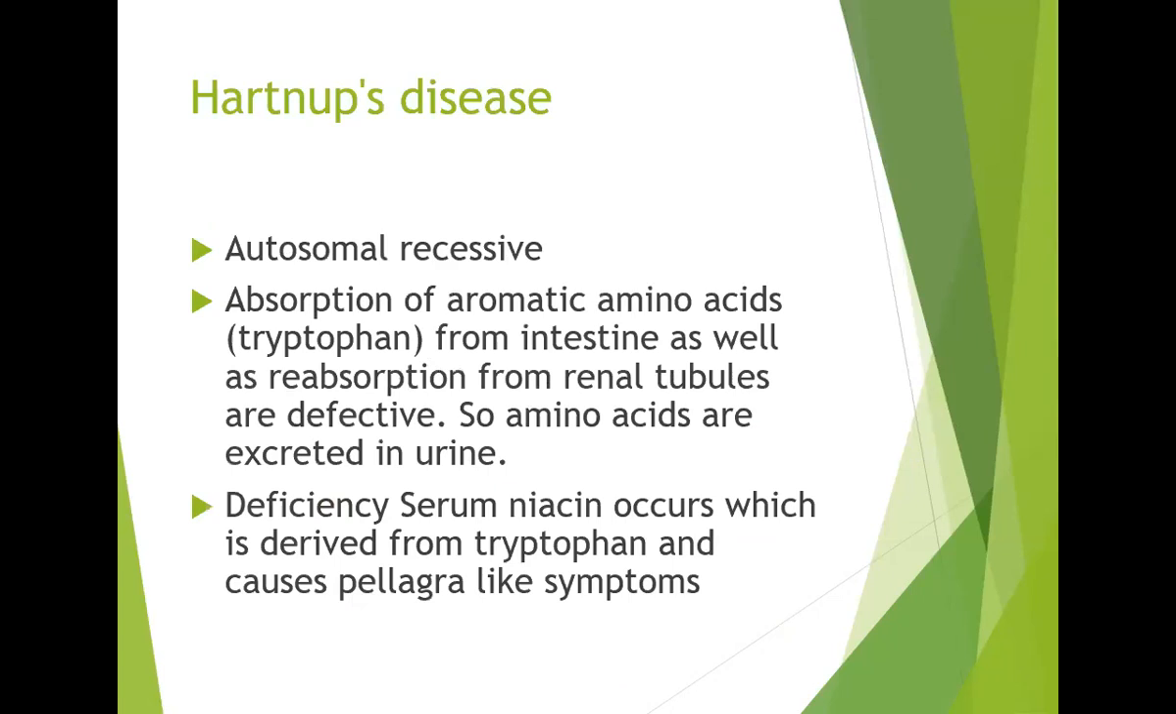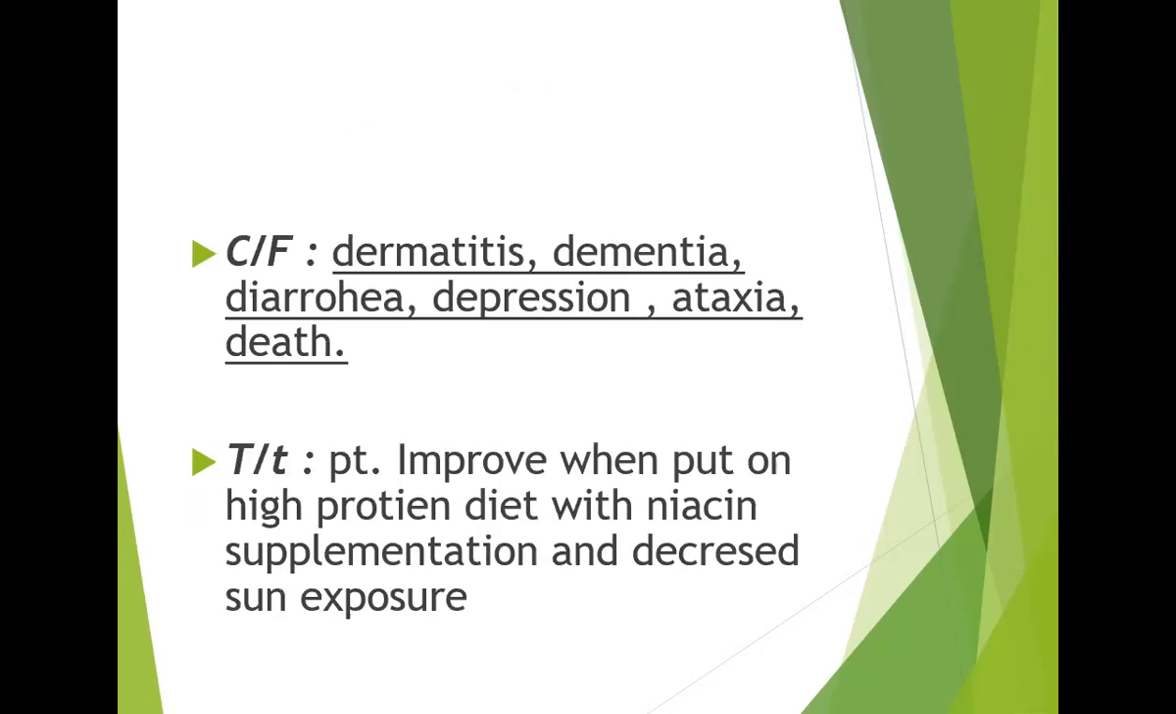Next is Hartnup disease. It is also autosomal recessive. It occurs due to absorption of aromatic acids from intestine as well as reabsorption from renal tubules being defective. So tryptophan is excreted in urine. Deficiency of serum niacin occurs, which is derived from tryptophan, and it causes pellagra-like symptoms. Clinical features are dermatitis, dementia, diarrhea, depression, ataxia, and death. Treatment, patient improves when we put them on high protein diet with niacin supplementation and decreased sun exposure.